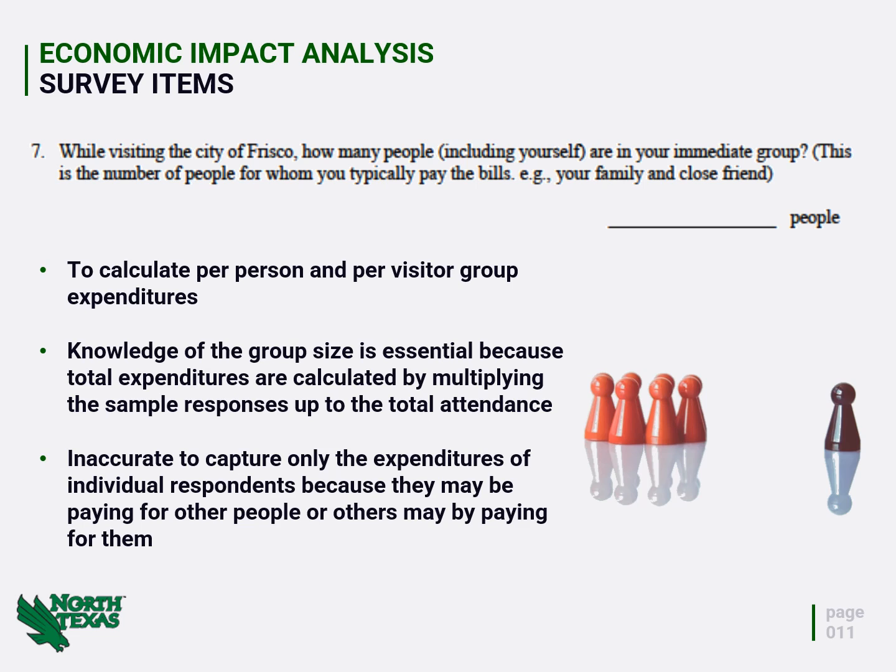Question 7 is for calculating per person and per visitor group expenditures. Some respondents will complete the questionnaire on behalf of other people in their groups. This item is also important because the total expenditures are calculated by multiplying the sample responses to the total attendance. For example, a respondent spent $300 and the size of the group was 3. Then the per person spending of the group is $100. In other words, we can calculate per person expenditure, which is the actual unit of analysis for the total direct spending of incremental visitors.